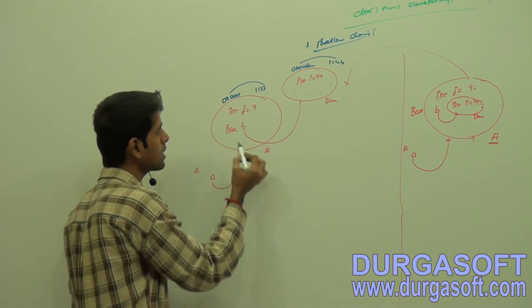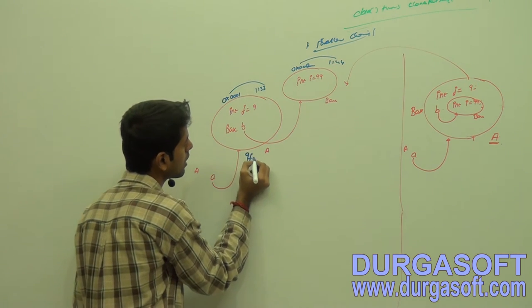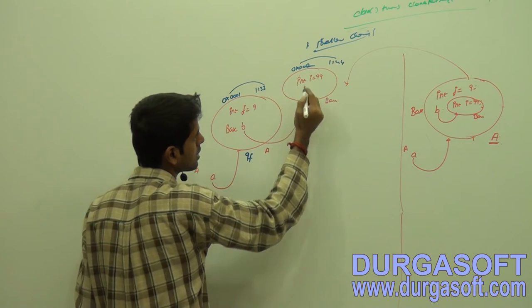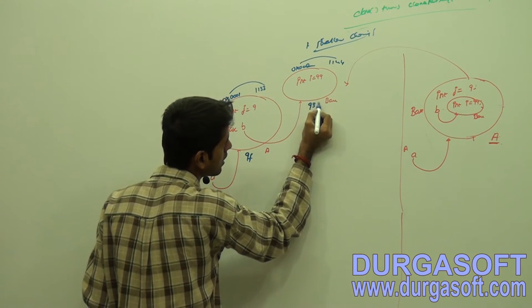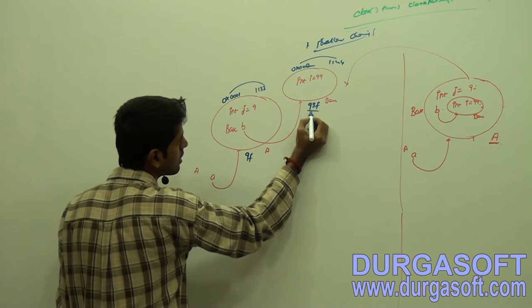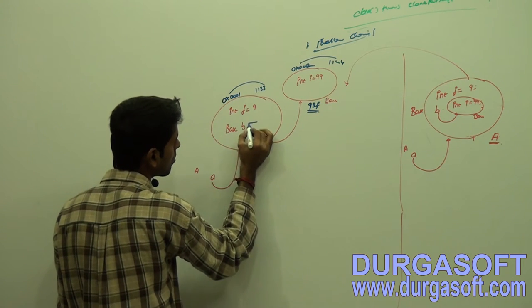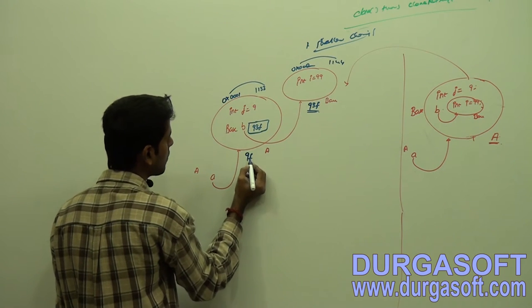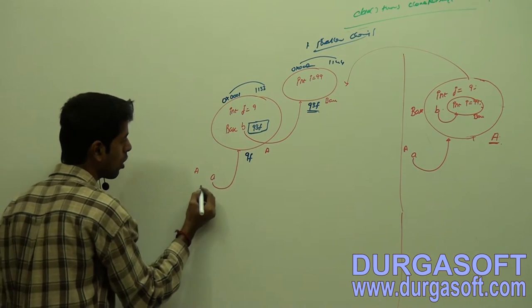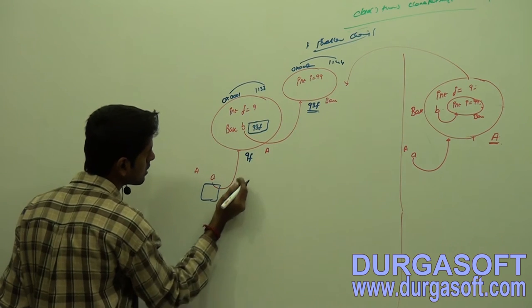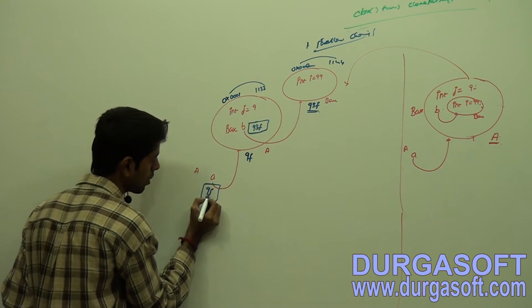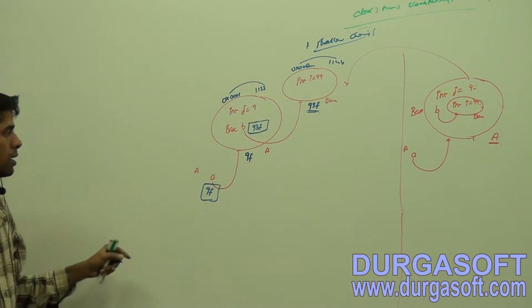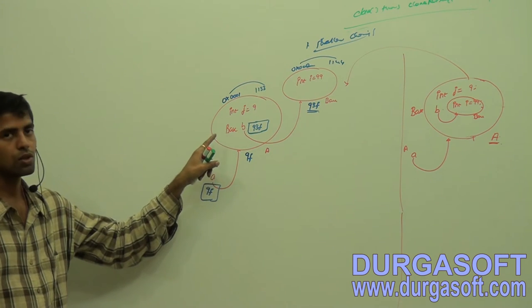Now this entire thing is having the reference value as what? 9f, and this entire thing is having the reference value as what? 93f, and that 93f only you are copying to b, getting? So let it be 93f, and this 9f only you are copying to a. That's why this a is referring to this object.